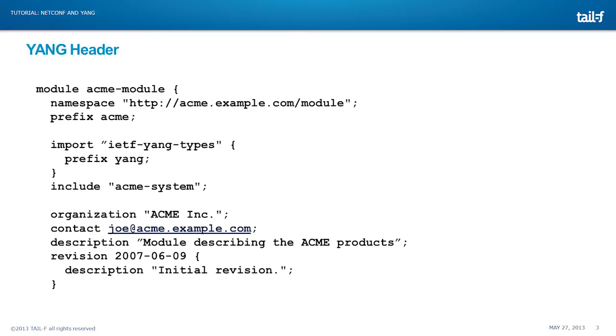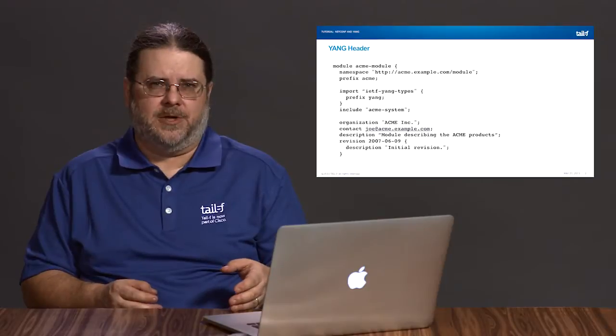After your module and namespace declarations, you'll have some number of imports and includes that are used to bring in definitions from other Yang modules, or to include submodules. There's an important difference between import and include that we'll talk about in a couple of slides. Your module header will also include identifying information such as the organization, contact, a description of the module, and then some number of revision statements to uniquely identify the revision of this module.